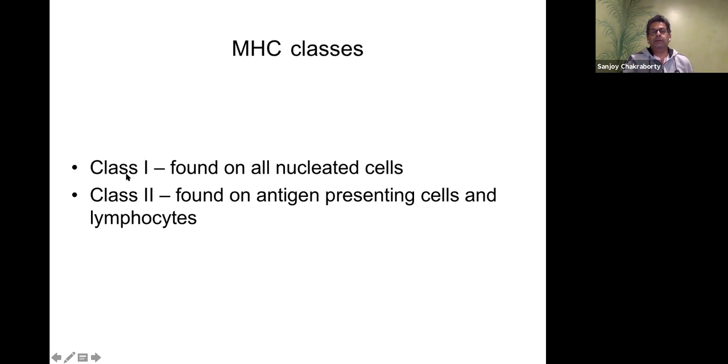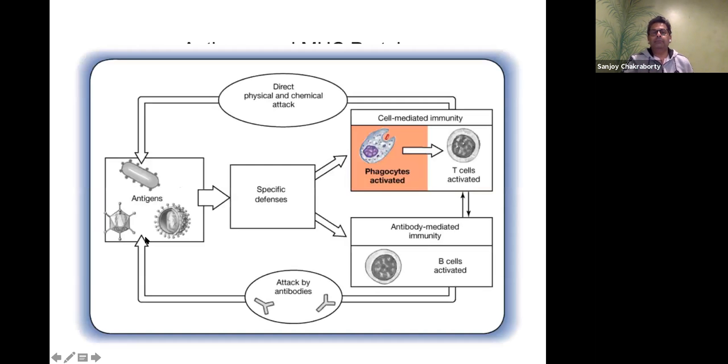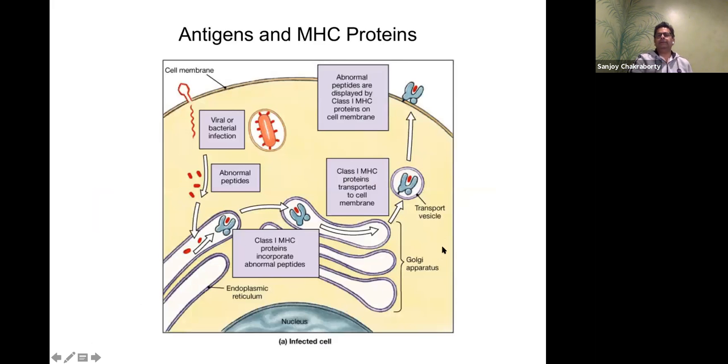So let's learn first what happened when a bad guy attacked me. Then we're going to learn what happened when a bad guy attacked the police officer's house. So let's look at this one. What happens is, as I mentioned earlier, that every nucleated cell has MHC proteins.